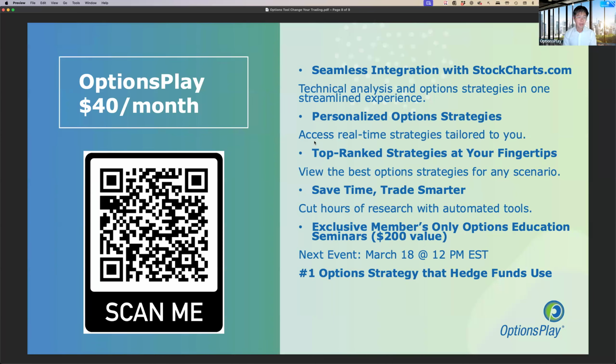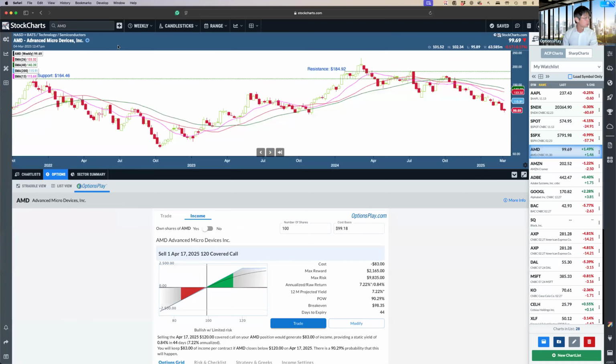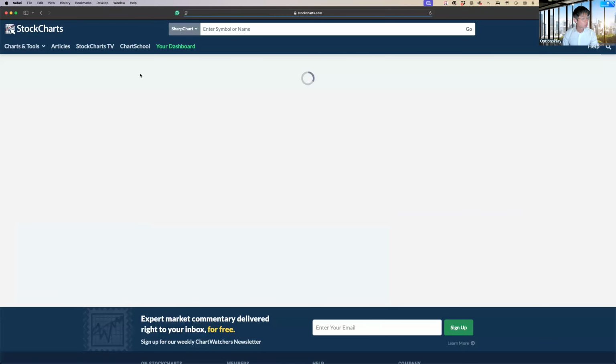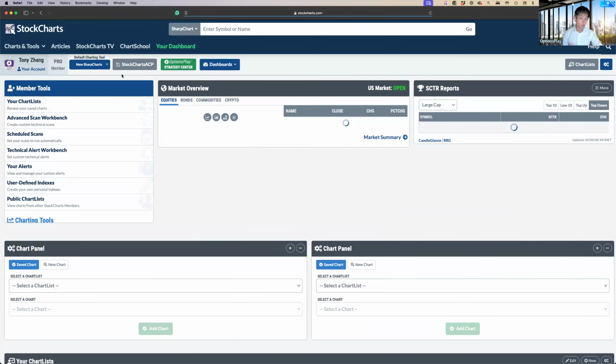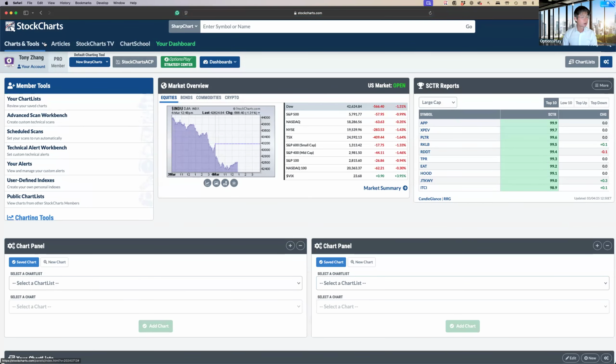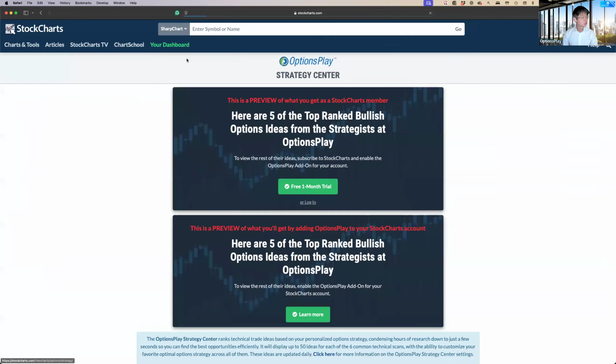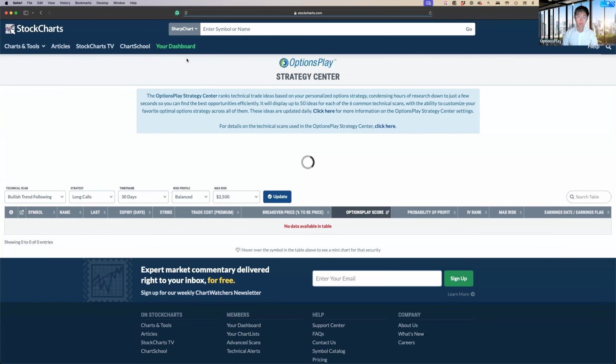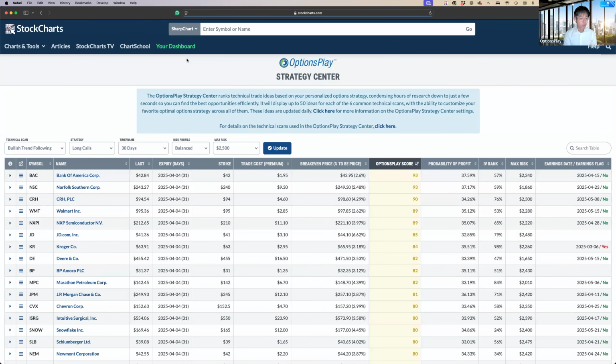Phase two will basically allow you to run the strategy center that I just showed you, which we showed you here before, not only on the scans that we have pre-built for you, but also on your own scans and on your own chart list. Many of you have your own chart lists, either populated by running your scans or set up yourself. We'll be able to allow you to run this entire strategy center on your own chart list.